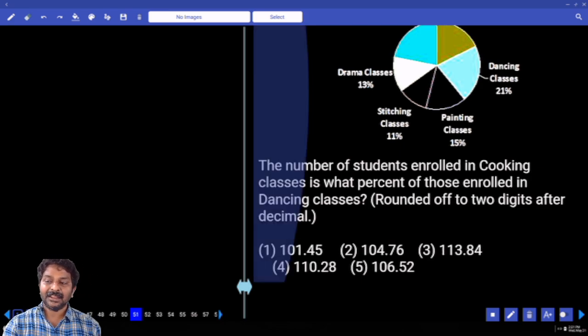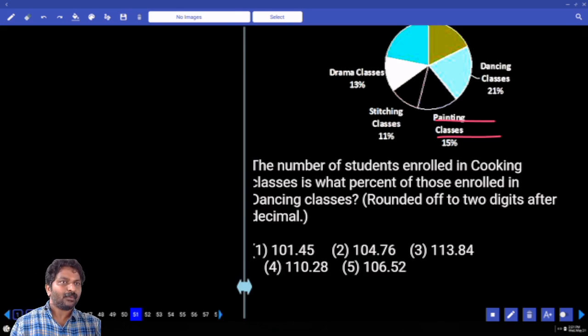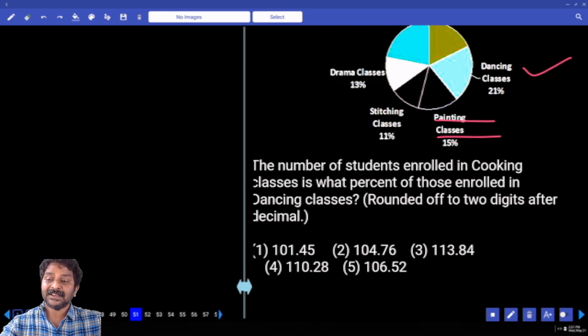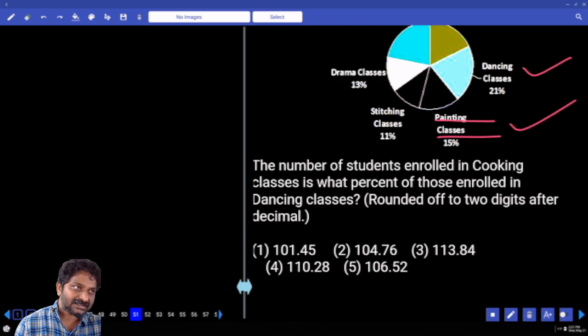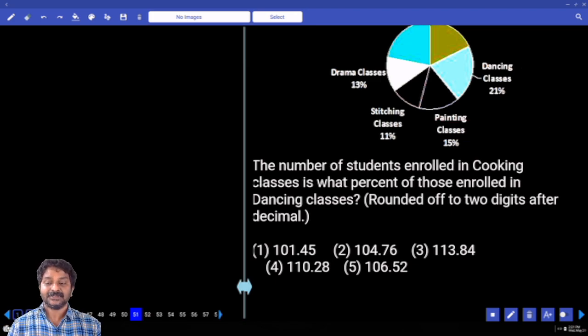how many are in painting classes, any one value, or if you are asked to calculate how many are going for dance classes as well as painting classes, or the difference between candidates who are going for dance classes and painting classes, if the question is about any number, it has to be a 9 multiple. So first I'll go and observe those values.